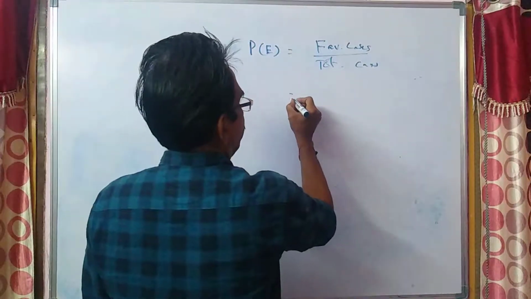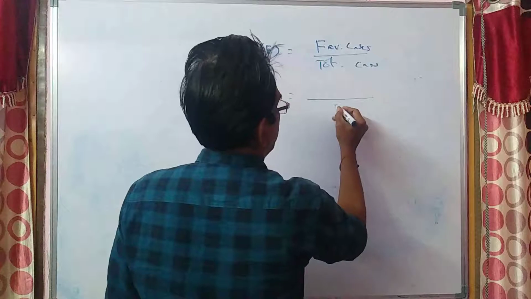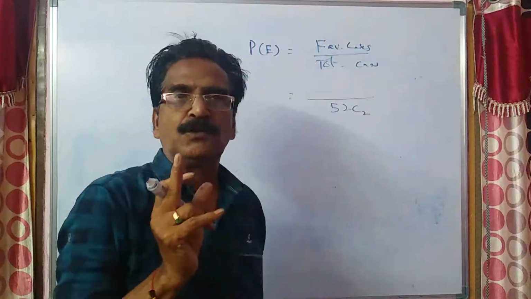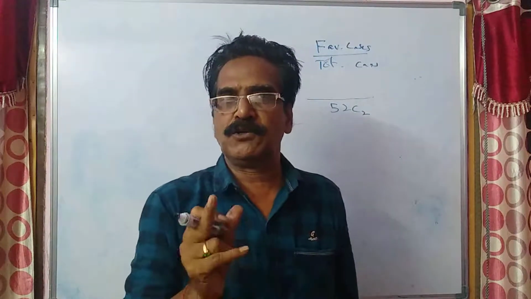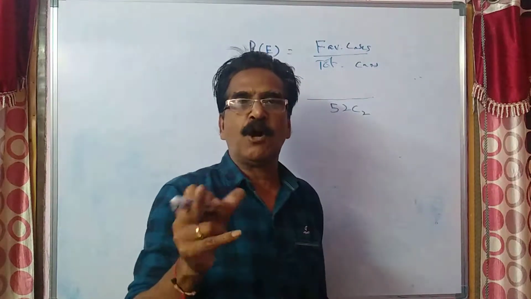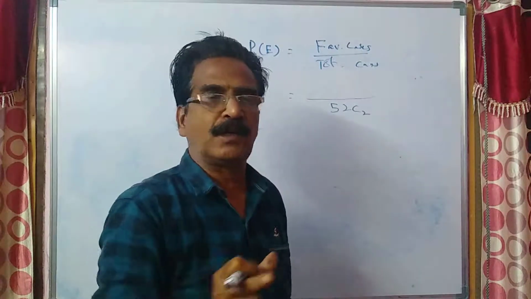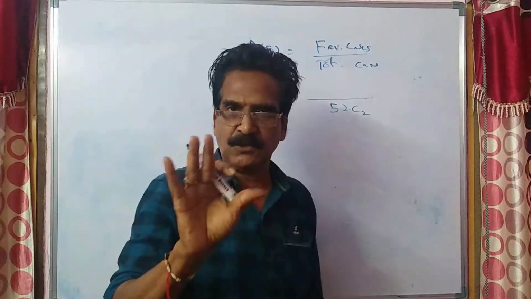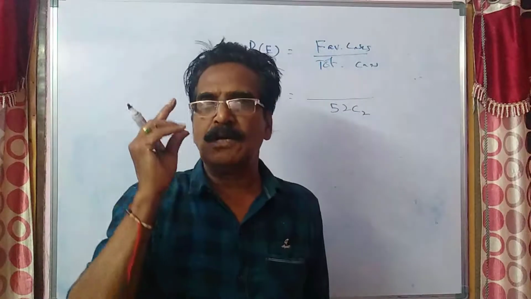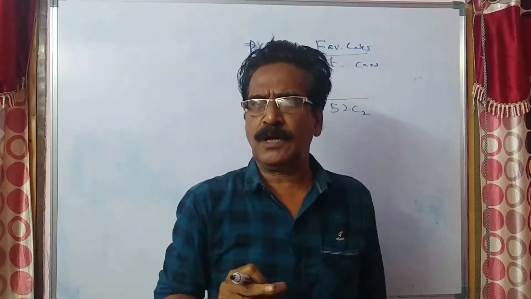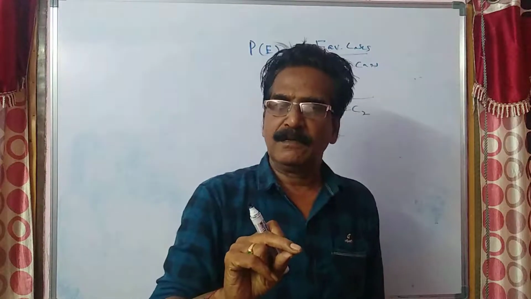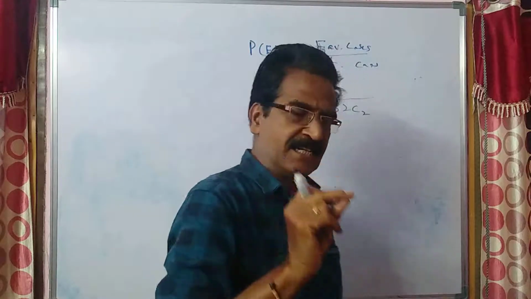So total number of cases, what happens? 52 cards, you have drawn two cards. So the total number of elements in the sample space will be 52C2. In how many ways can two cards be drawn from 52 cards? 52C2. That is the total number of cases. And let us come to favorable cases. You have drawn two cards, and those two cards both are either black or both are queens.